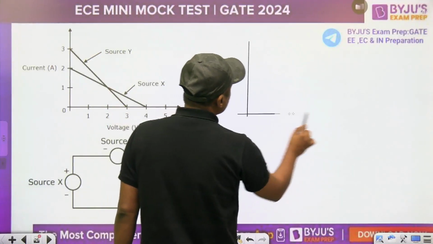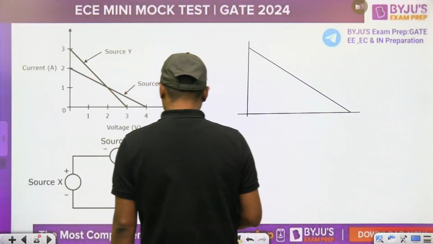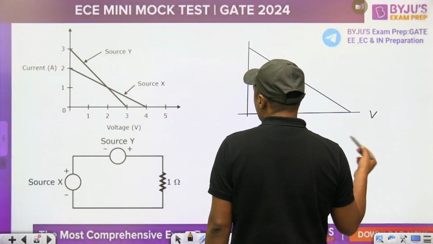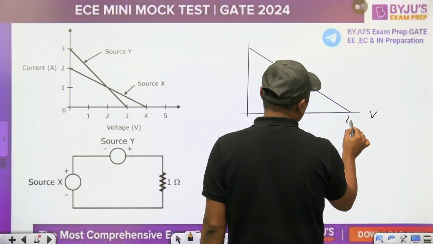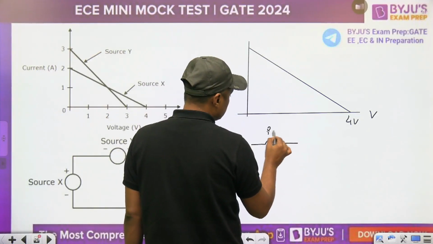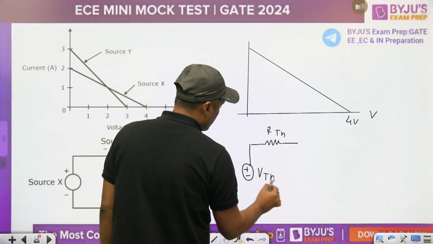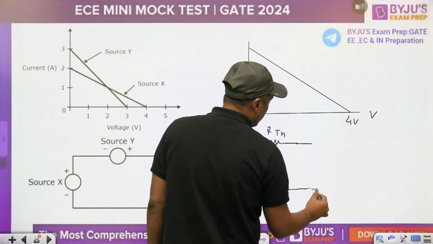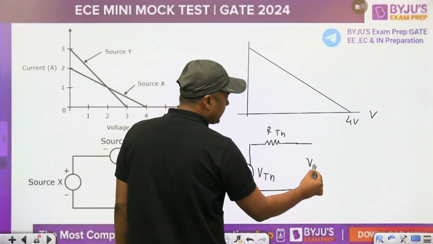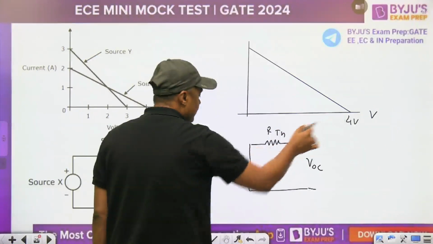For any source, always remember, this is voltage. Open circuit voltage means when there is no current. So what is the open circuit voltage? 4 volt. For example, it is any source. That is the Vx. Vx is what? Open circuit voltage is 4 volt. And what is the open circuit voltage for this diagram? 4 volt. That's why this is the 4 volt. Directly you can see that that is the value.